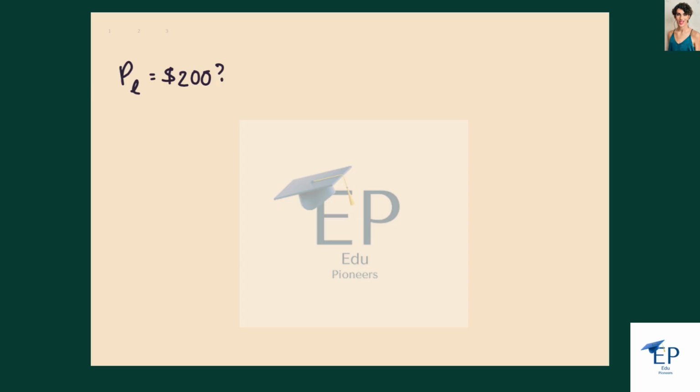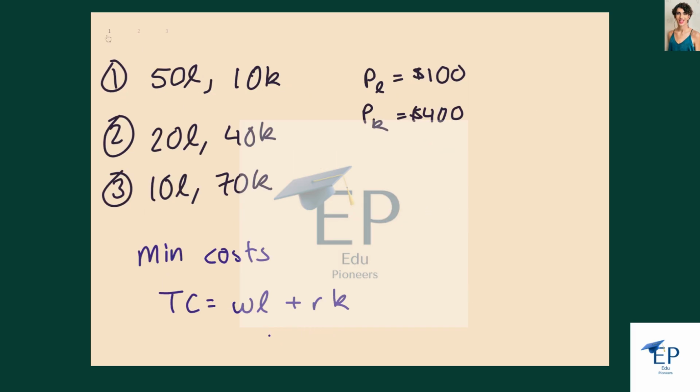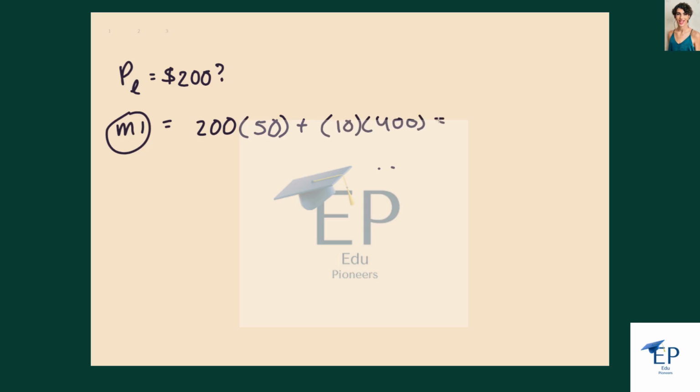So we're going to have to do the same thing. We have to multiply each of the inputs by our new price of $200. So in method 1, that is equal to 200 times the number of inputs, which is 50 for labor, plus 10 times 400, which is equal to $14,000.